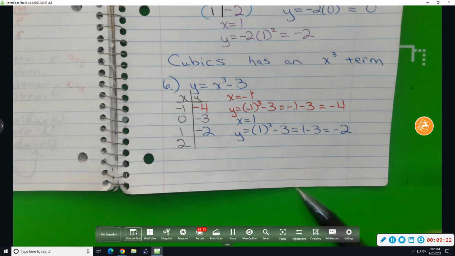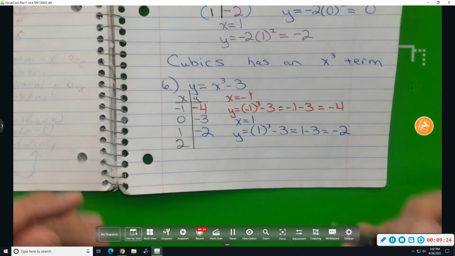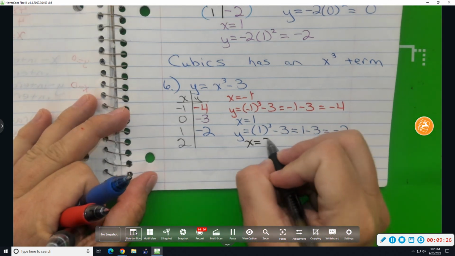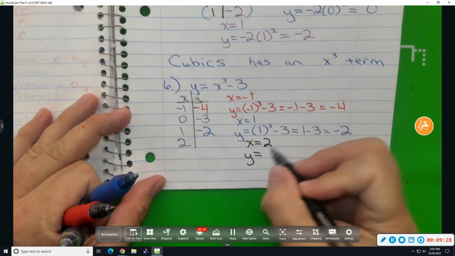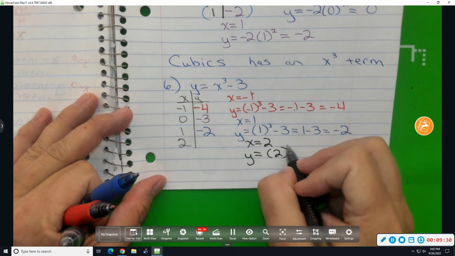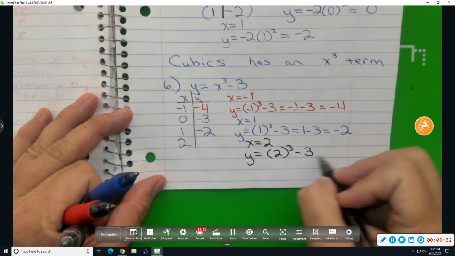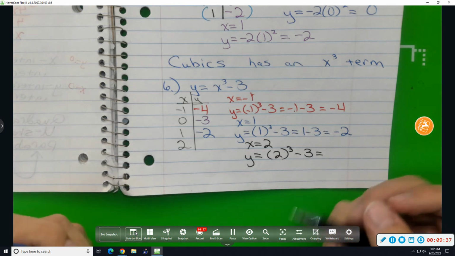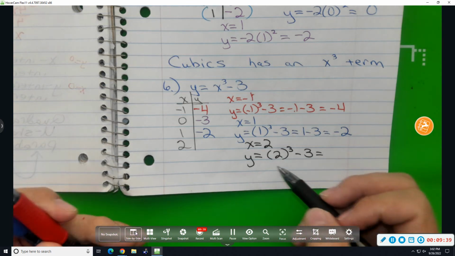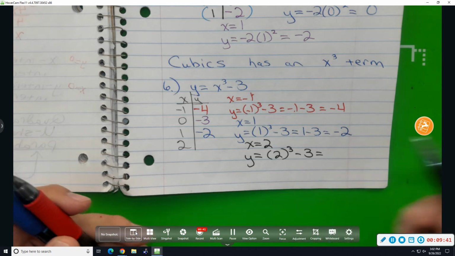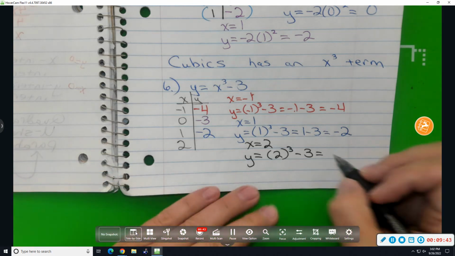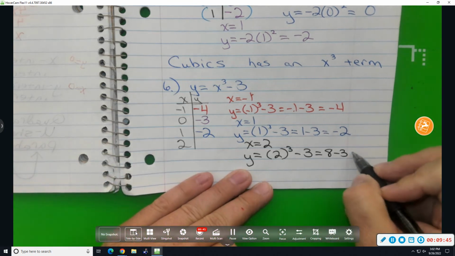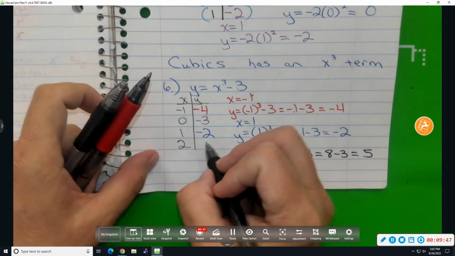They want us to plug in the x value of 2, to give us y equals 2 cubed minus 3. Be careful, what's 2 cubed? 8. It's not 6. It's 2 times 2 is 4, times another 2 gives us 8, minus 3, which equals 5.